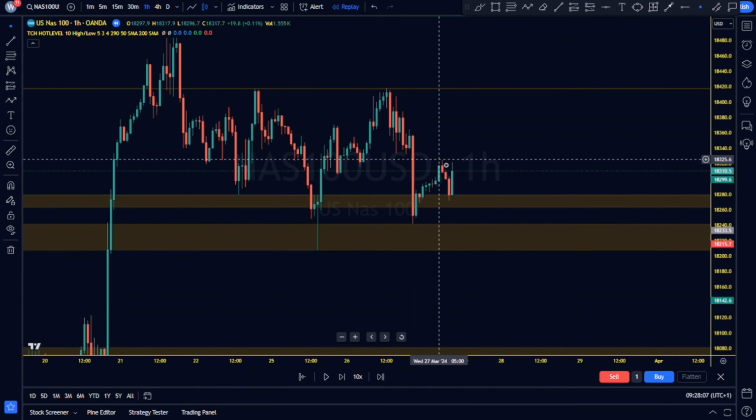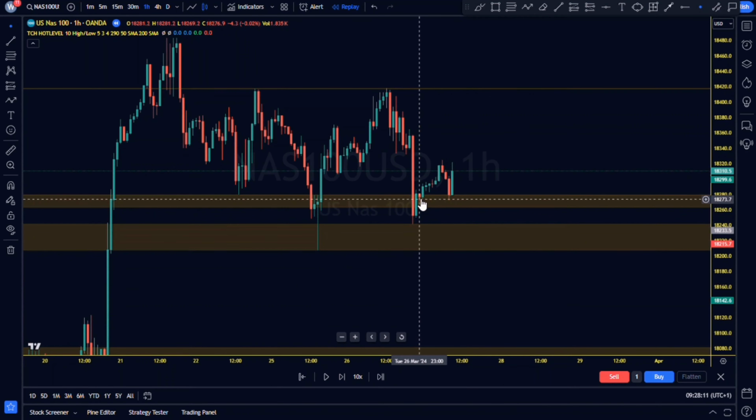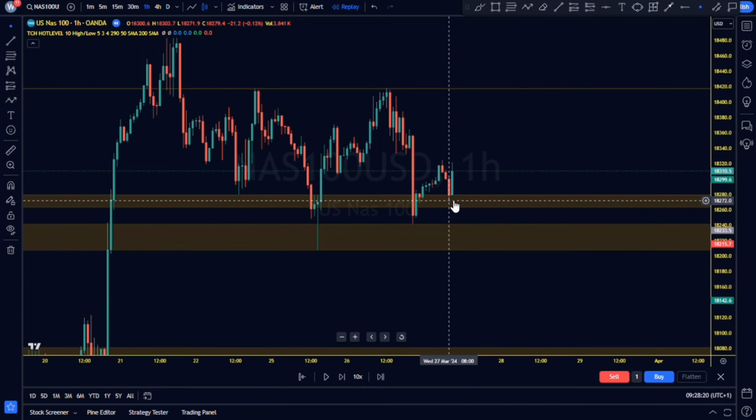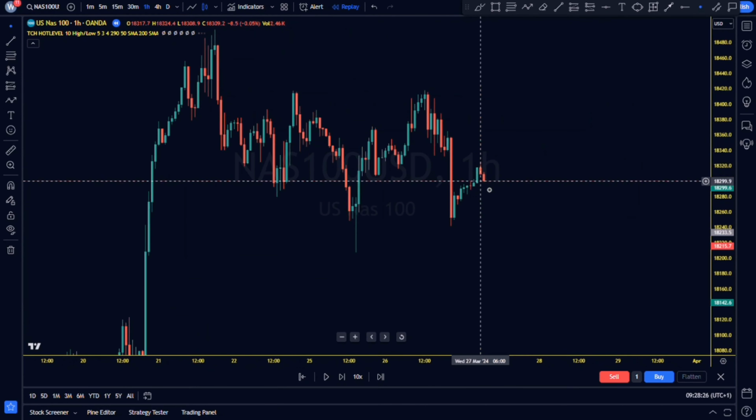Now, if you don't want to trade Asia session, because right here is Asia session, you still have the opportunity to trade the market when the market opens. You can also see this is exactly London session open right here. Let's replay that. This is exactly London session open at this point.